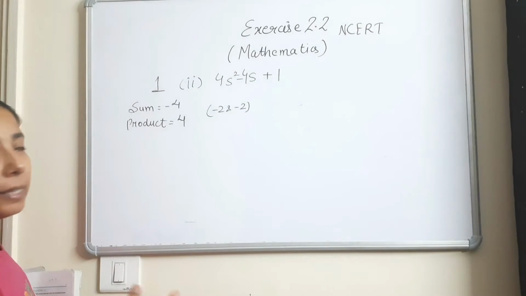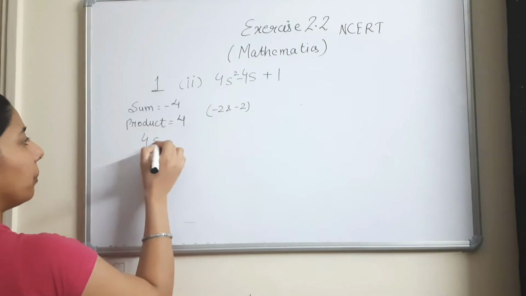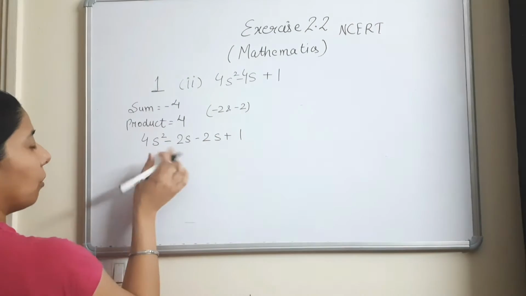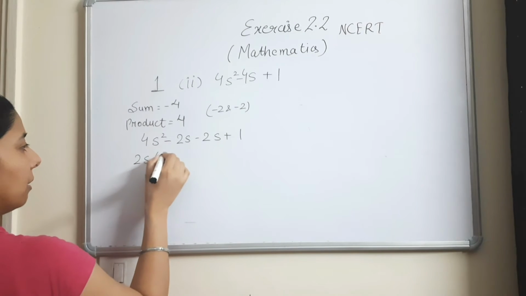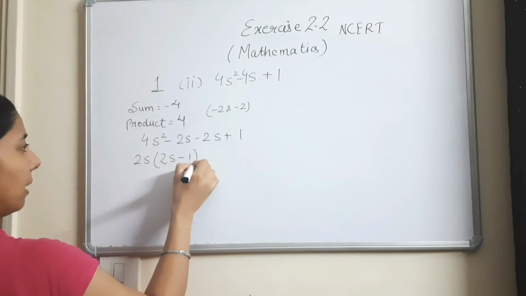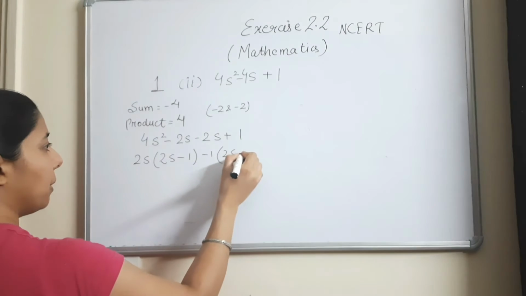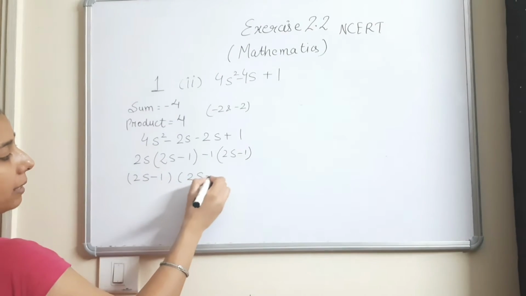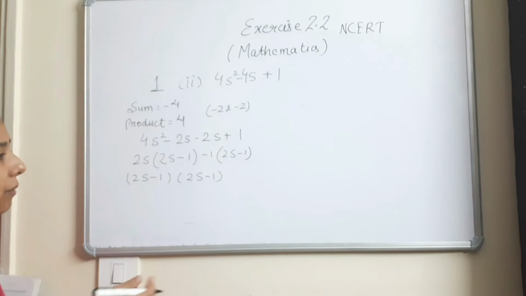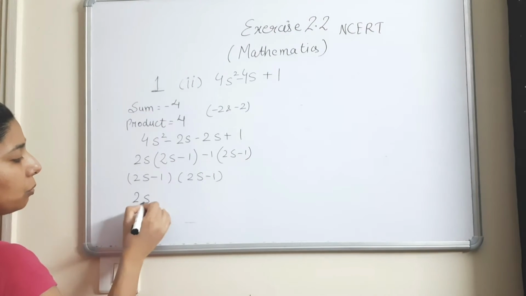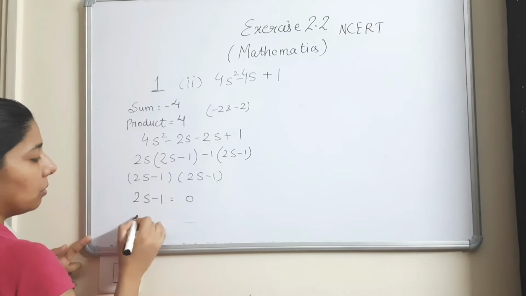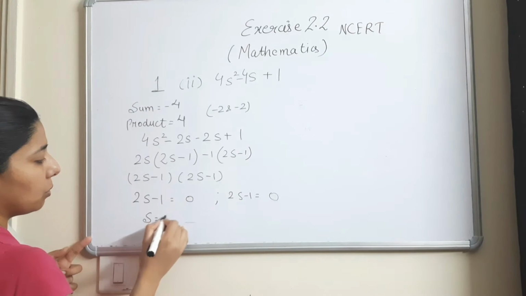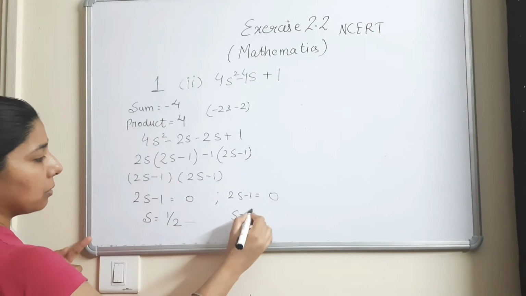Now by using the split the middle term method, we can write the polynomial as 4s square minus 2s minus 2s plus 1. Now take 2s common from here, and we will be left with 2s minus 1, and minus 1 common from here, we will be left with 2s minus 1. So it is 2s minus 1 and 2s minus 1. Okay. So next for finding the zeros, we will put 2s minus 1 is equals to 0. And this is the same, 2s minus 1 is equals to 0. From here s is equals to 1 by 2. And from here also s is equals to 1 by 2.